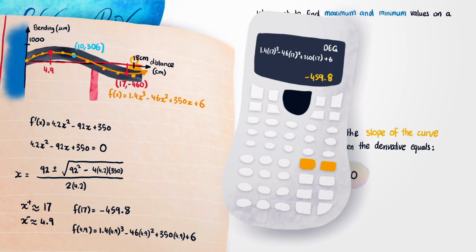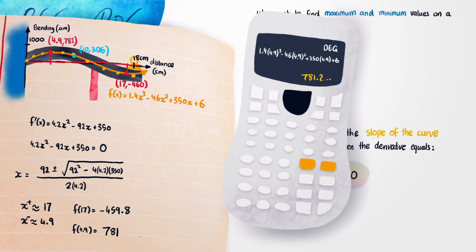And now we can do the exact same thing for the value at 4.9. Let's just sub that into our calculator as well. So therefore, as we can see, at the maximum deflection where x equals 4.9 centimeters, we get a deflection of 781 micrometers, which again looks about right. So now we've actually completed our example here.